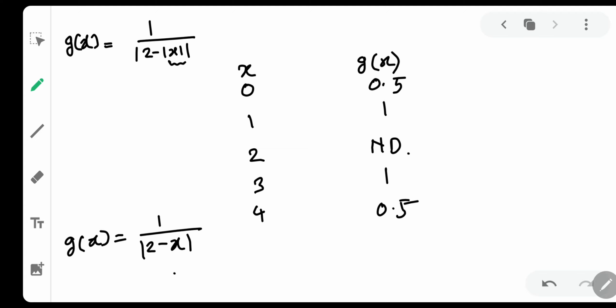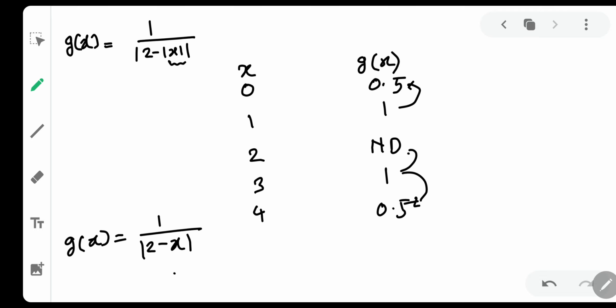Right, now you see there is a transformation, right? Before 2 the values were 1 and 0.5, and after 2 also the values are 1 and 0.5. It means there is some problem just before 2 and just after 2. Exactly, that's what I am going to show you, and it will be very very interesting.